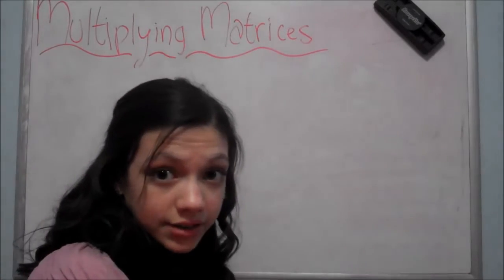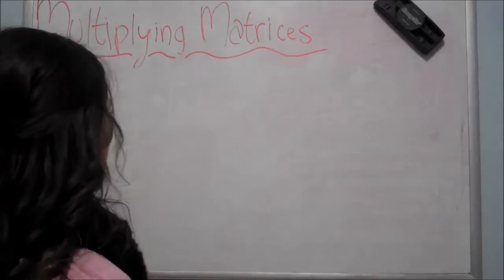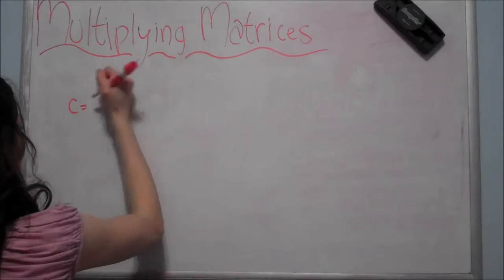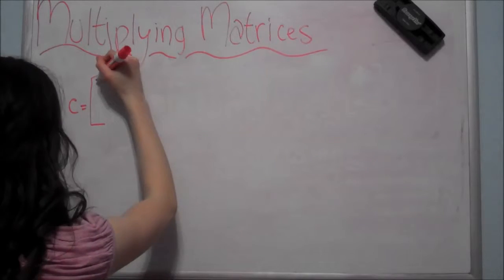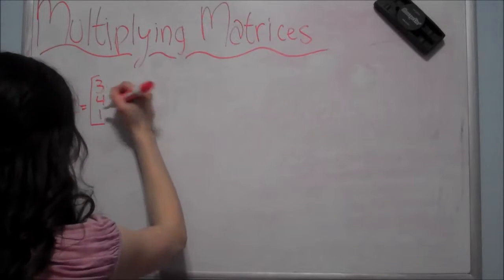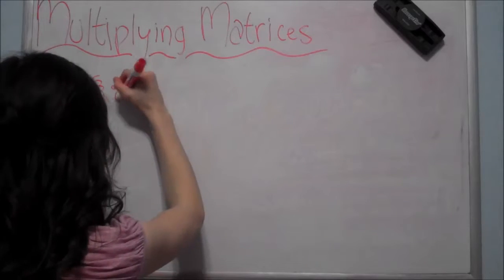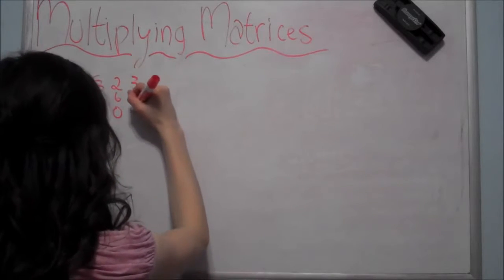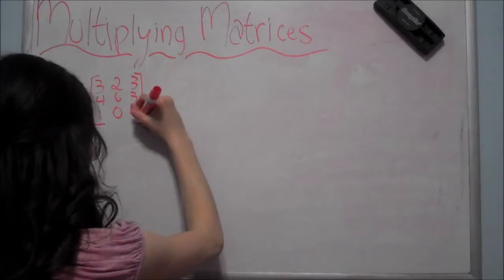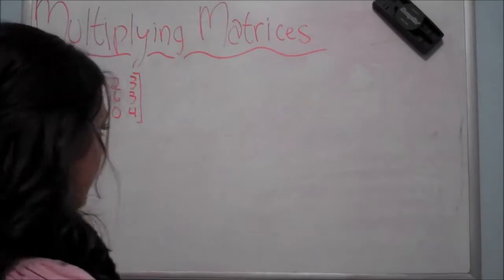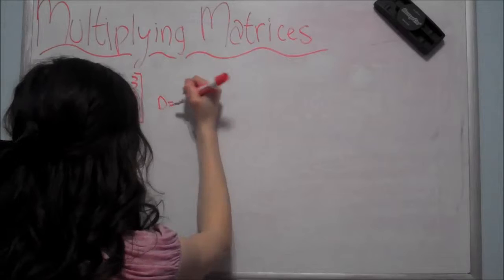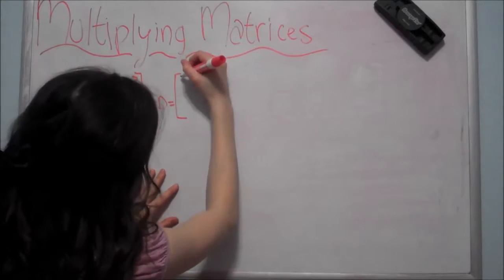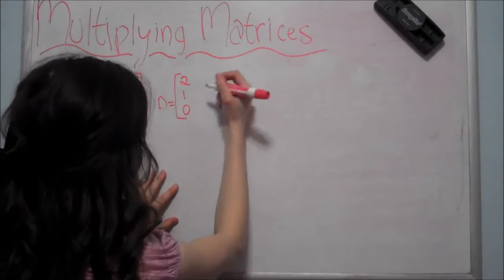Okay, so now we're going to do one more problem to see if we have it down. So we're going to have matrices C and D now. Matrix C equals 3, 4, 1, 2, 6, 0, 3, 3, 4. And then matrix D is a 2, 1, 0.